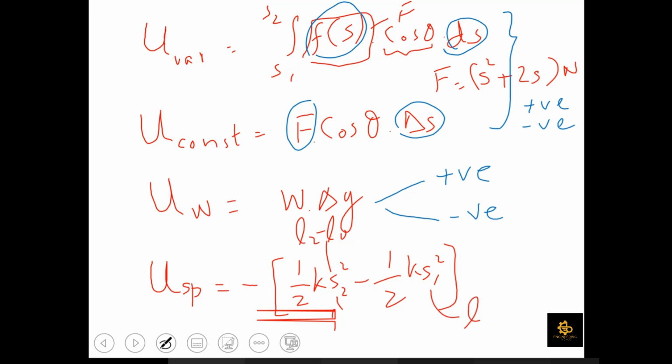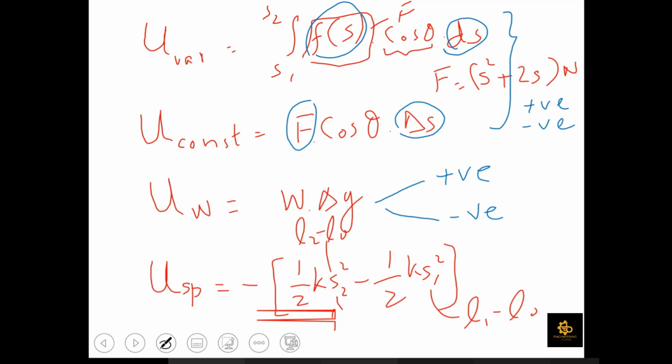Similarly, this S1 is basically L1 minus L naught. At position 1 and position 2, how much the spring has been displaced from its unstretched position, these are basically S1 and S2. So in this formula, depending upon the value of S1 and S2, you can have positive or negative work done by spring force. So your effort should be to put in the correct values of S1 and S2, and automatically you will get positive or negative work because of this formula.